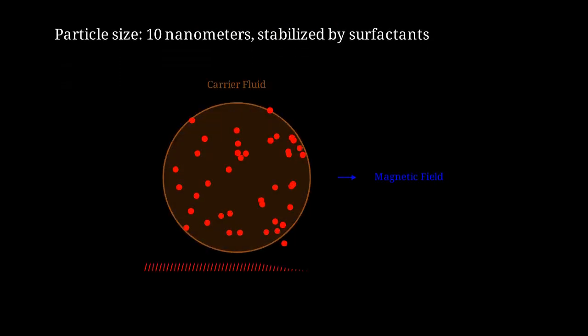Here we see a ferrofluid droplet. The red dots represent magnetic nanoparticles suspended in the carrier fluid. When we apply an external magnetic field, these particles align and the fluid responds dramatically.